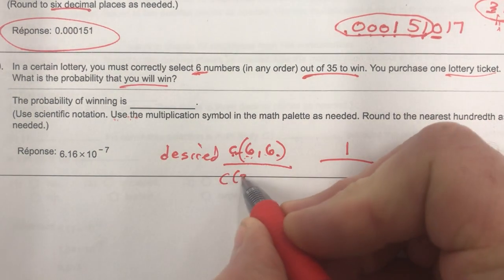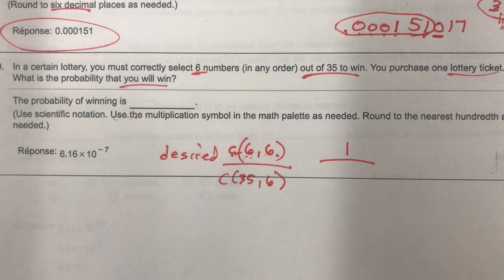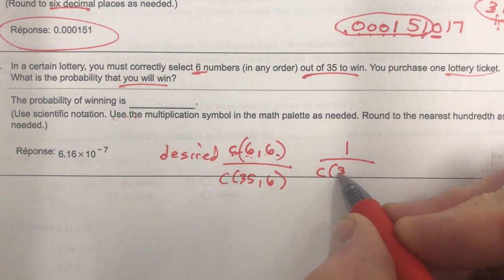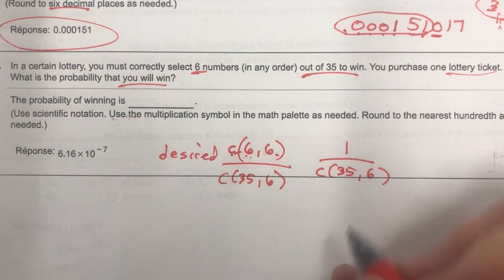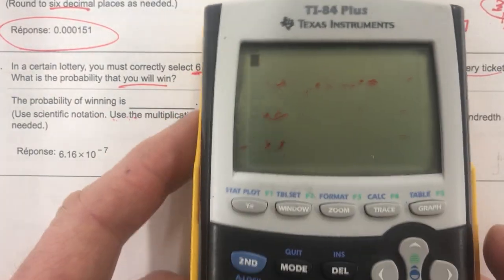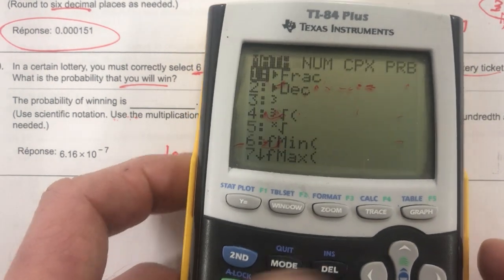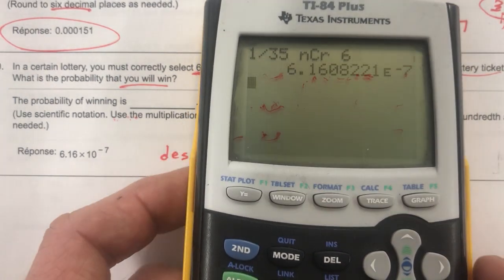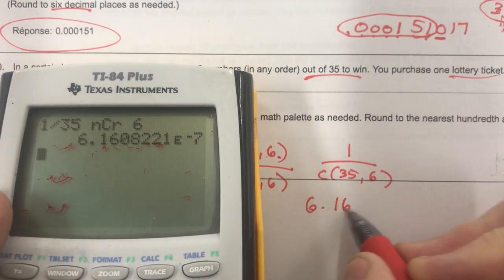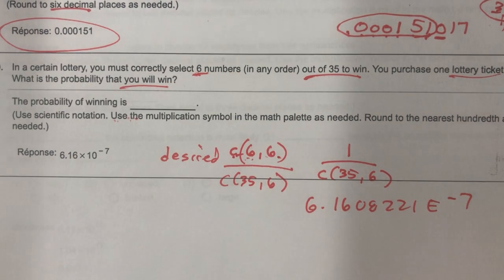On the bottom, there's 35 total numbers, and they're going to select 6 at the lottery company. So this is going to be 1 divided by 35C6, which comes up to this. Now look here, write this down: 6.16082221E-7 is what this says.